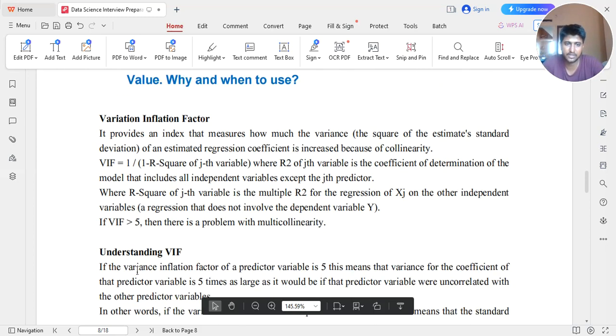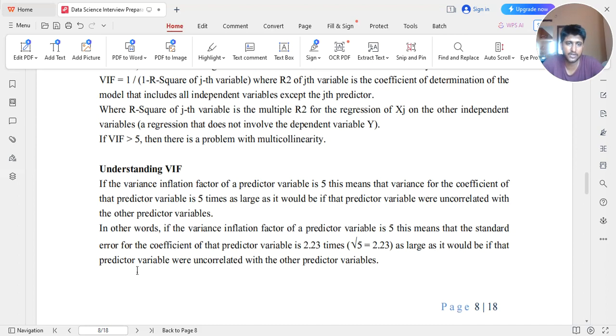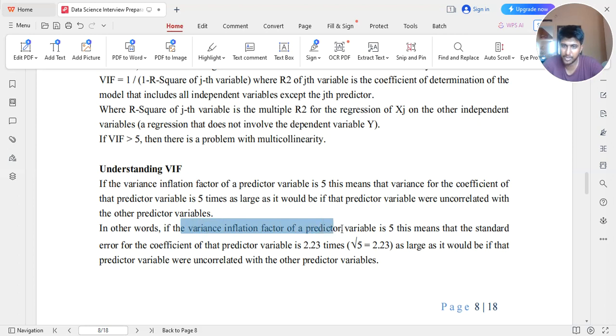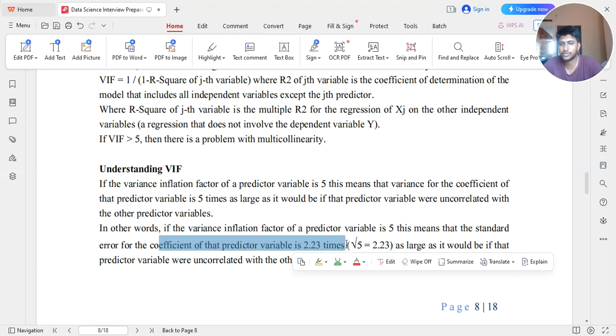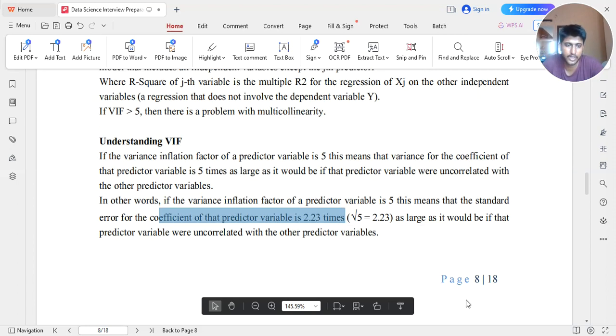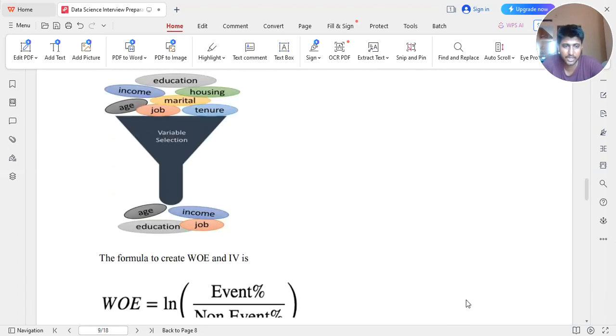If the VIF is greater than 5, then there is a problem with collinearity, multicollinearity. Understanding VIF: if the VIF of a predictor variable is 5, this means that the variance of the coefficient of the predictor is 5 times larger than it would be if the predictor were uncorrelated with the other predictor variables. In other words, the standard error of the coefficient of the predictor variable is 2.23 times larger. So root 5 is equal to 2.23, right? So these are the things you have to consider.